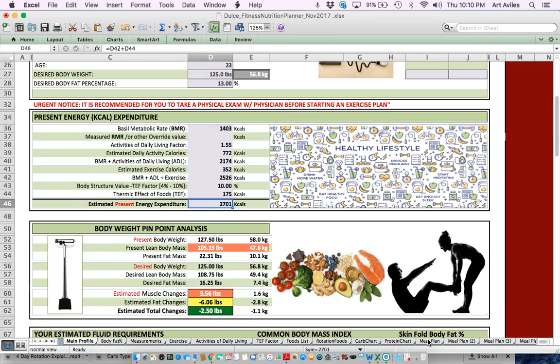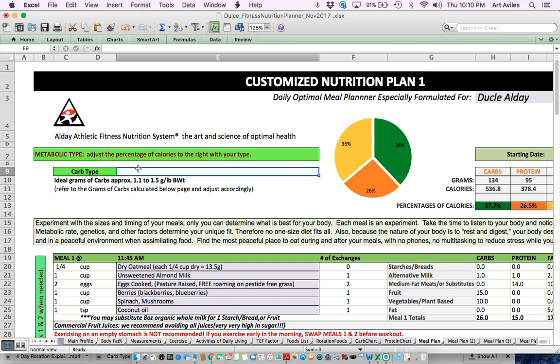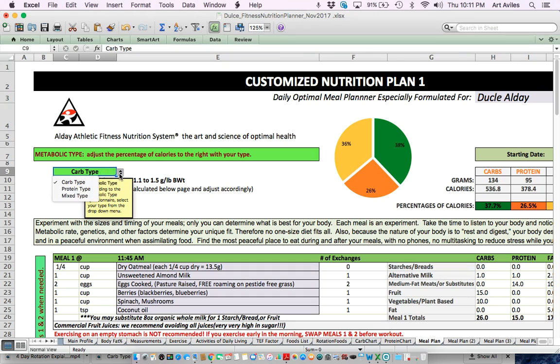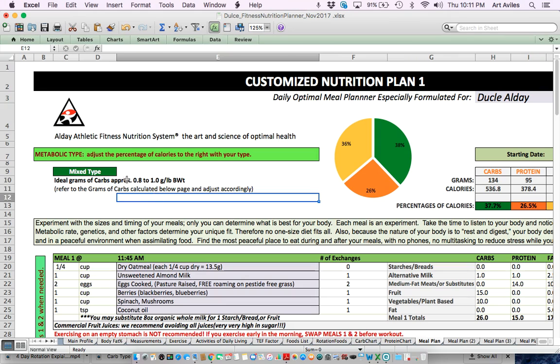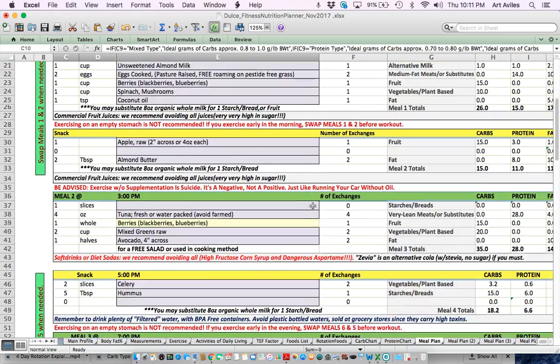Let's look at this person as a mixed type person. So she scored mixed. So I need to change this for this individual to a mixed type. Now, when I change it to a mixed type, the past individual I was looking at was at 1.1 to 1.5 grams per her body weight. Now, this new individual is a mixed type. So that changes. For a mixed type, your ideal grams of carbohydrates should be 0.8 to 1 gram per your own body weight. So that's going to change things for a mixed type.